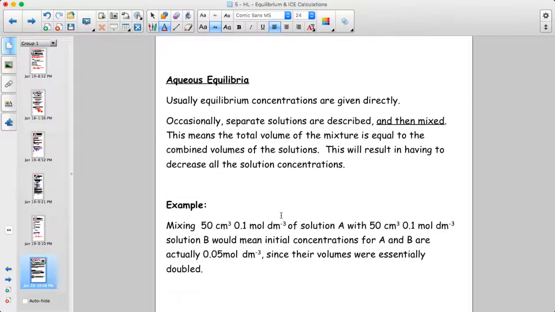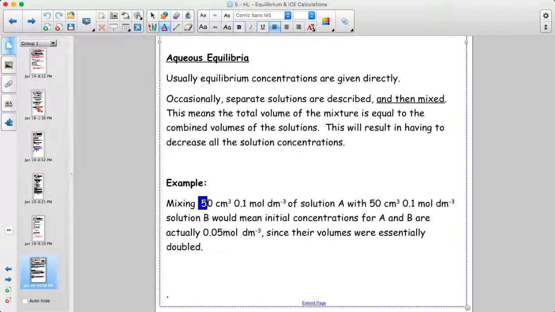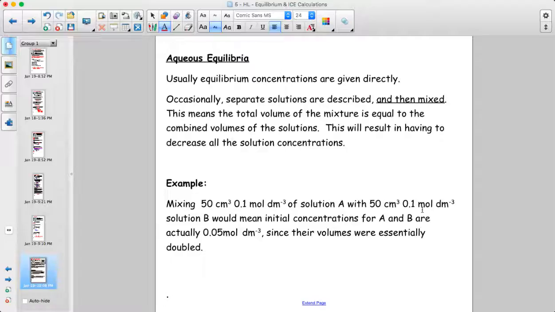They could do something similar if you're doing equilibrium in aqueous solution. Normally they're just going to give you all the concentrations in moles per dm cubed. That's by far the norm. But let's say you mix 50 cm cubed of a 0.1 molar solution and 50 cm cubed of another 0.1 molar solution. Well, now you've got these two solutions and the total volume has become 100 cm cubed. So pay attention that you started at 50 cm cubed for each, and now they're in a combined volume of 100. Therefore, each concentration is going to be halved, because each is being diluted by mixing them and making a bigger total volume. So the actual values that you'd want to use in your ICE diagram and in your calculations would be 0.05 mole per dm cubed.